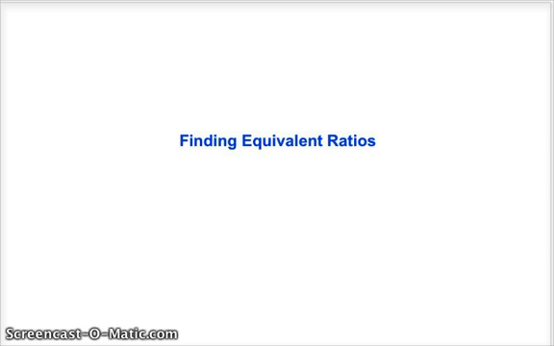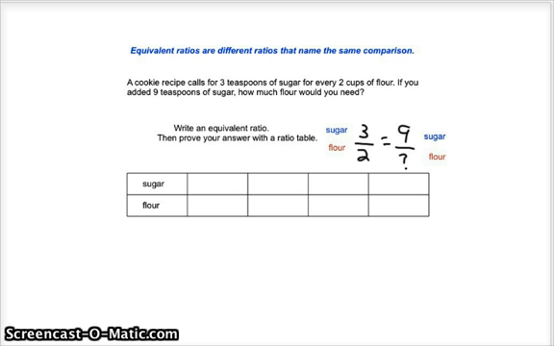Okay, we're going to talk about a couple different ways to find equivalent ratios today. Equivalent ratios are different ratios that name the same comparison. Okay, we've talked about using ratio tables.